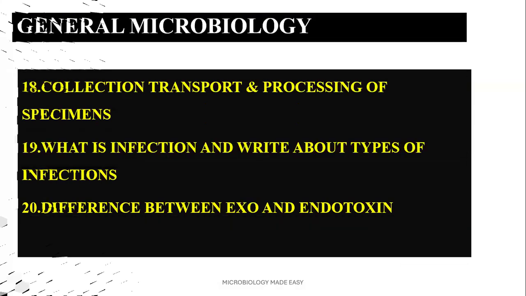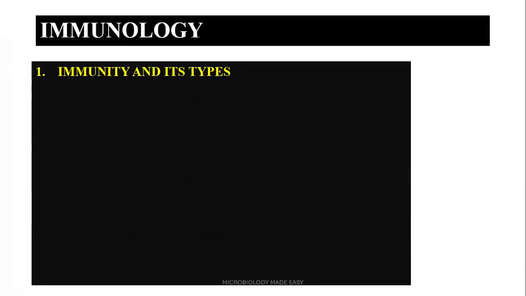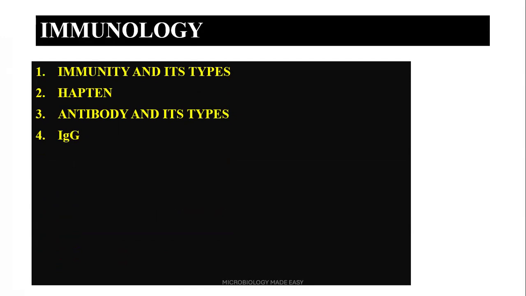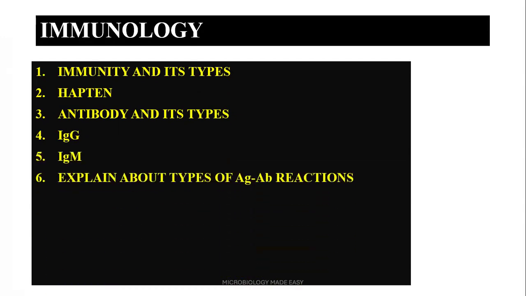The next branch is immunology. Under immunology, we have important questions on immunity and its types. They may ask for long notes or for short notes also. They may ask hapten, an incomplete antigen is known as a hapten, for short notes. The next is antibody and its types. What is an antibody? IgG, IgM, IgD, IgE, IgA. They may ask individually, such as IgG, IgM. Next, explanation about the antigen antibody reaction, that is agglutination, precipitation; types you have to mention.